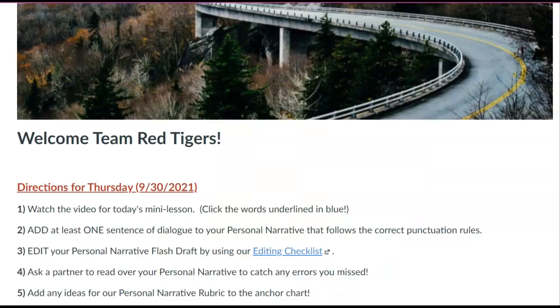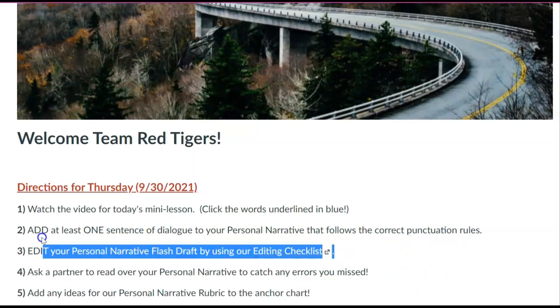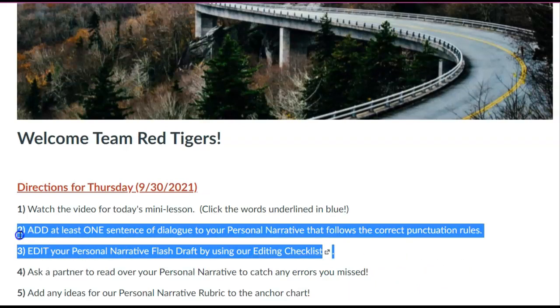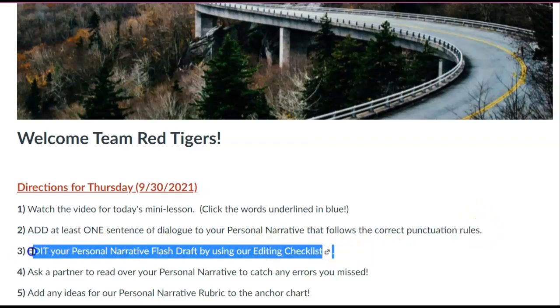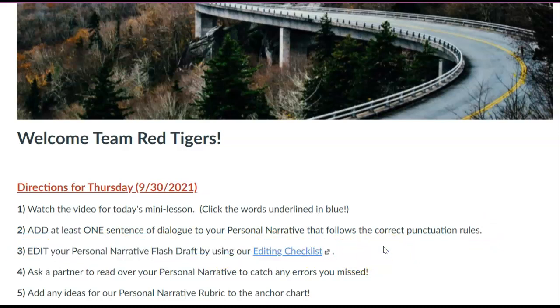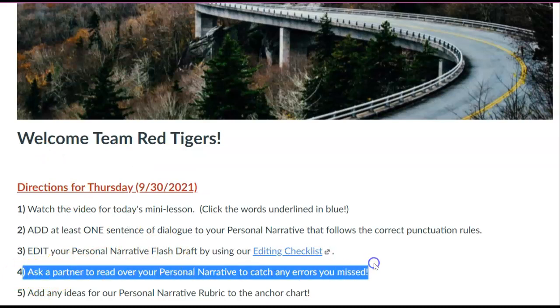At this point, we've taken care of our 2 big checklist items for today, adding a piece of dialogue to our personal narrative and editing our personal narrative flash draft using our checklist. At this point, there are 2 more things we'd like you to do before ELA is over today. If you have some questions about your editing, we'd like you to ask a partner to read over your narrative to catch any errors you missed.